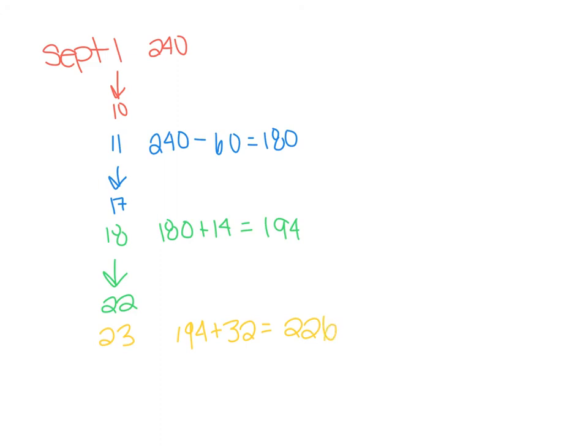So now what we need to do is go through and say how many days there are for each of these. From the 1st to the 10th, we have 10 days. From the 11th to the 17th, if you count all of those days, you have 7 days. From the 18th to the 22nd, you have 5 days. And from the 23rd to the 30th, you have 8 days.